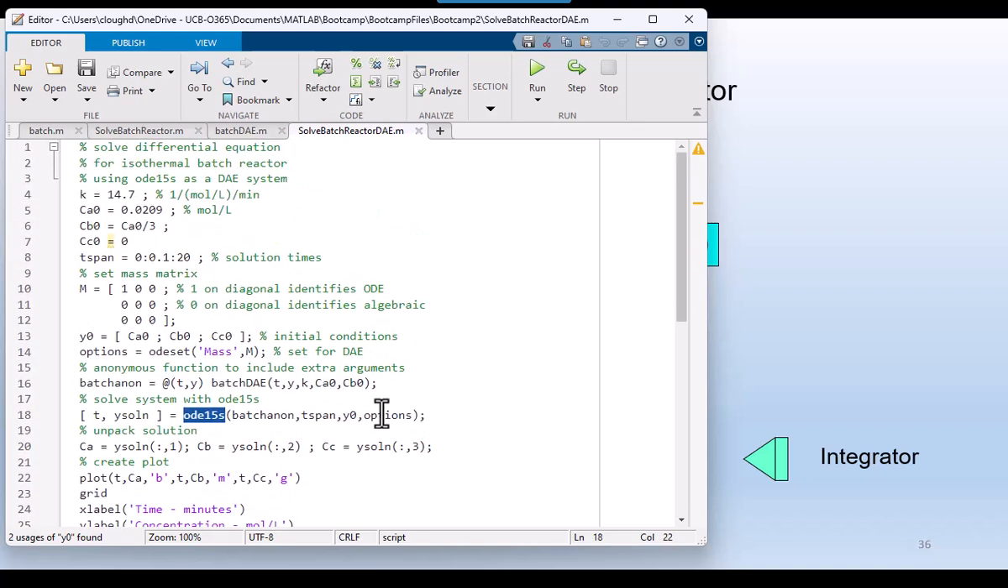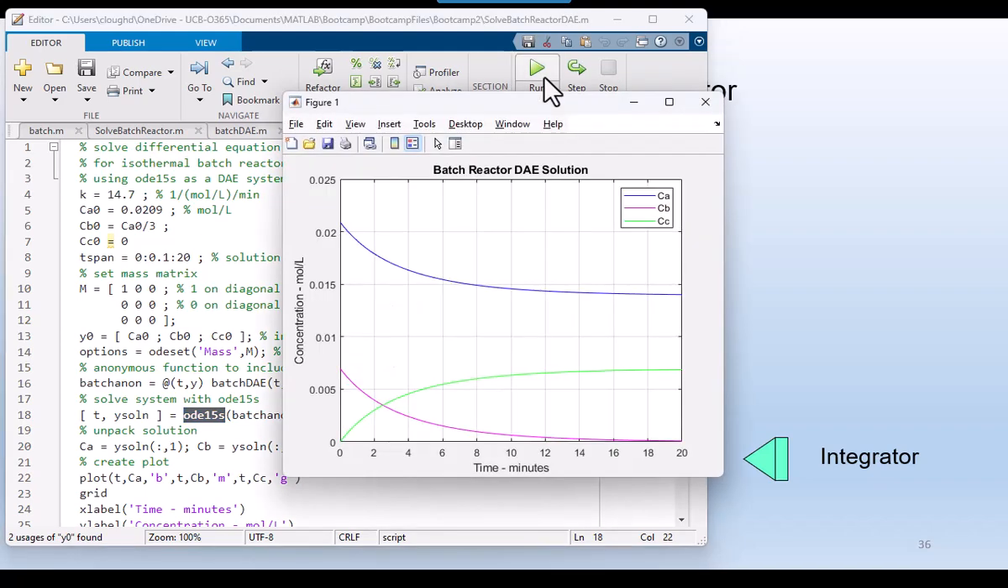So that's the difference. You can tell that it's a little more complicated, but it turns out that in many of the systems that we model, especially more complicated chemical reaction systems or reactor models, this is an efficient way to go about solving them. So let's run this, and we get the same result that we got before, okay?